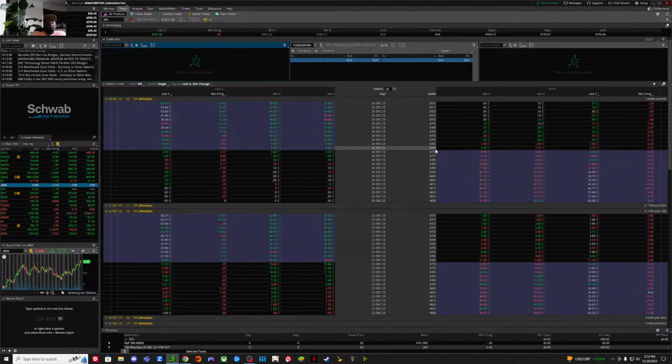QQQ and SPY have been doing most of their moving in the morning. So if I'm going to wait to 10 o'clock, SPX might be a better play.